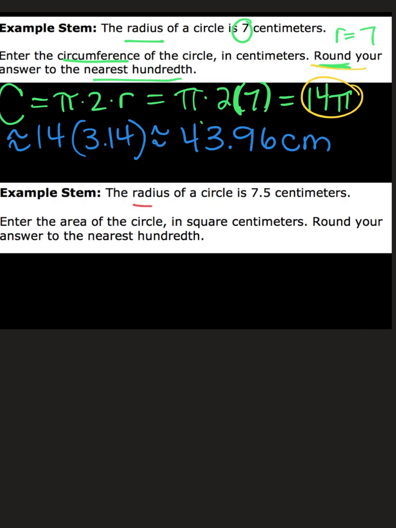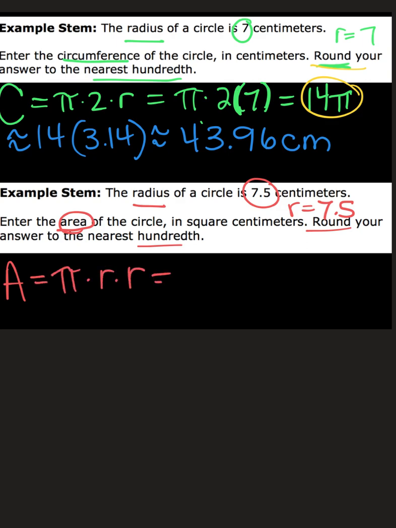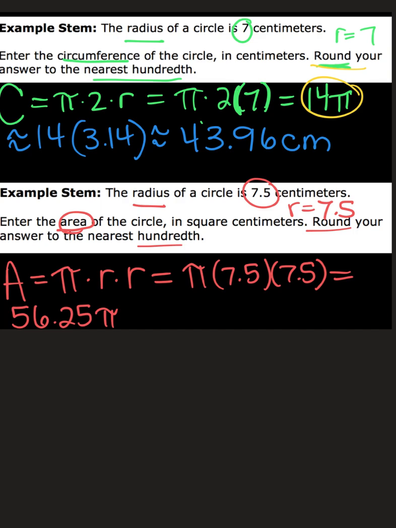For our next example, I'm starting with a radius again, this time of 7.5 centimeters, so r equals 7.5. And I want the area this time in square centimeters. And I'm being asked to round again to the nearest hundredth. So because I am being asked to round, I know that I'm going to see that 3.14 pop up again. So I'm going to use my area formula, pi times r squared, and I'm going to plug in r. So I have pi times 7.5 times 7.5. To get my exact answer here, I should end up with 56.25 pi, okay?